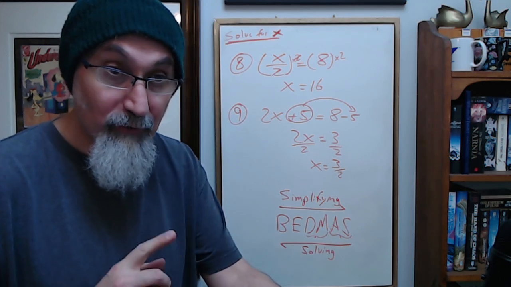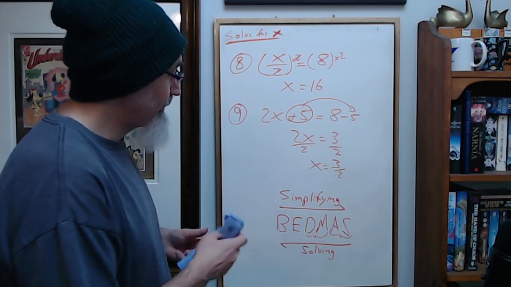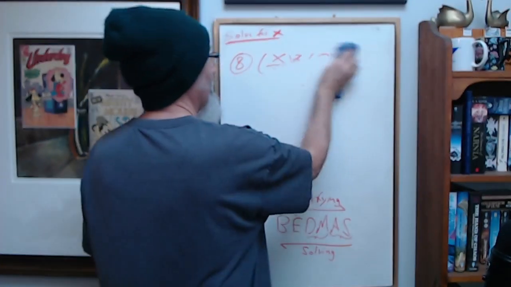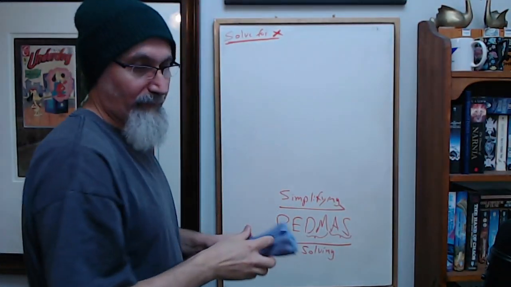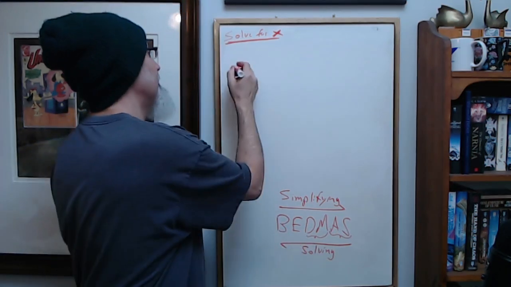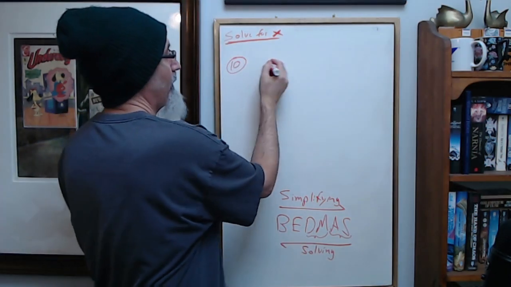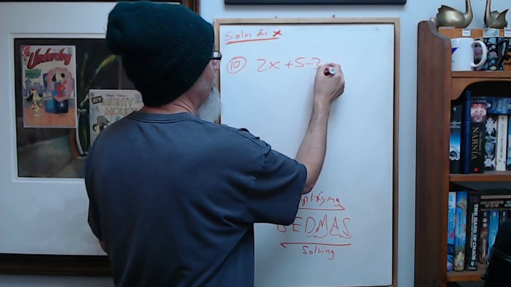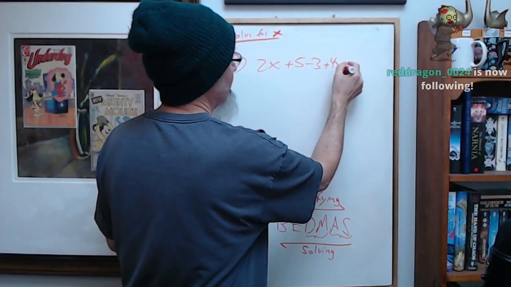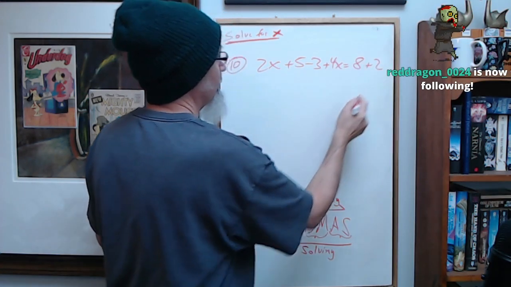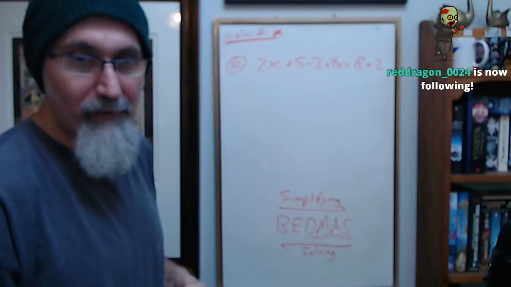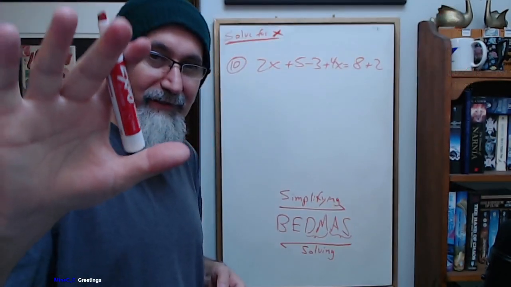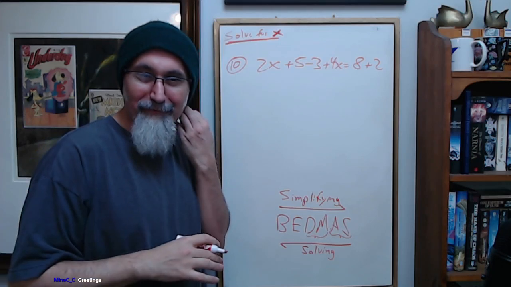Right? Let's do a couple more which are more complicated. Okay. That was number 9. Let's do number 10. Okay. Number 10. Let's go 2x plus 5 minus 3 plus 4x is equal to 8 plus 2. Right? Whoa. Much longer. I sort of start off simple and kick things up to harder.